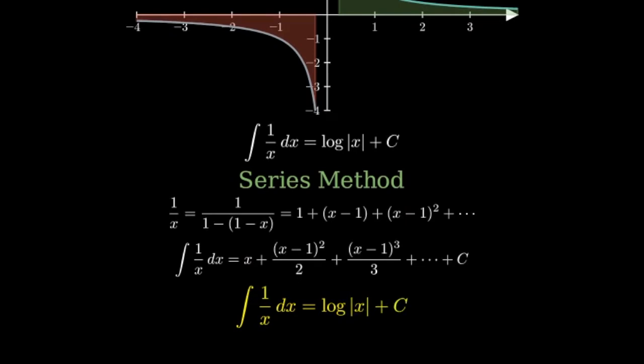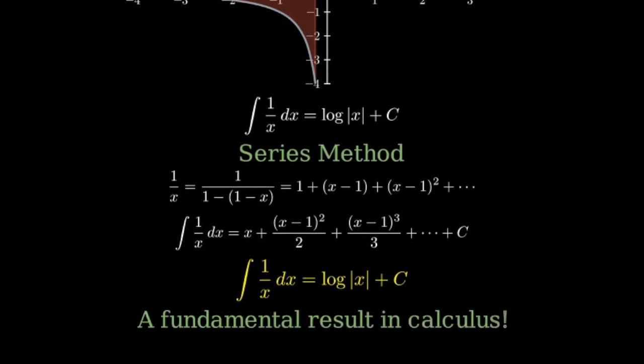Therefore, both methods give us the same result. The integral of 1 over x dx equals the natural log of absolute x plus c. This is a fundamental result in calculus that you'll use frequently in more advanced problems.